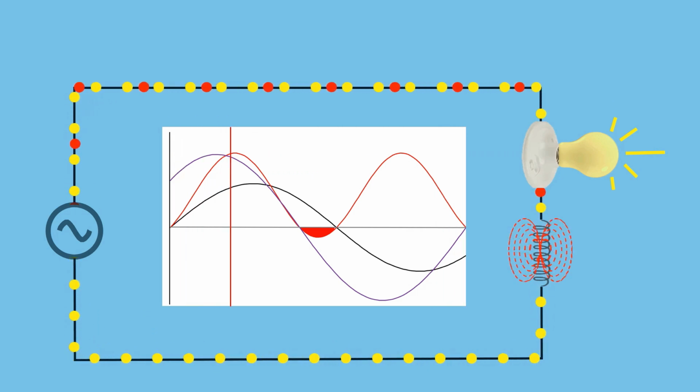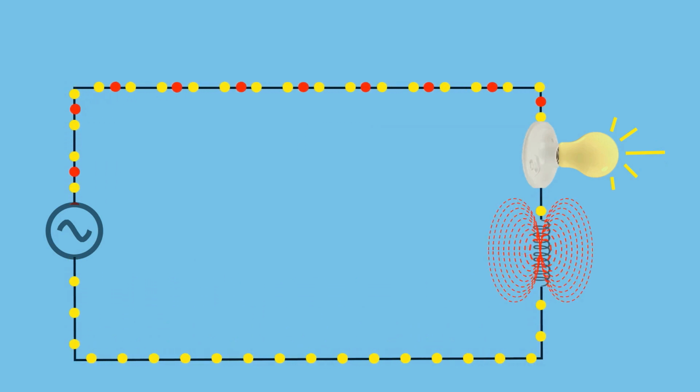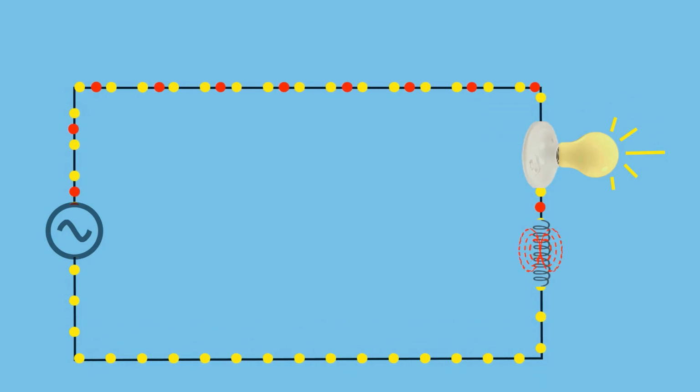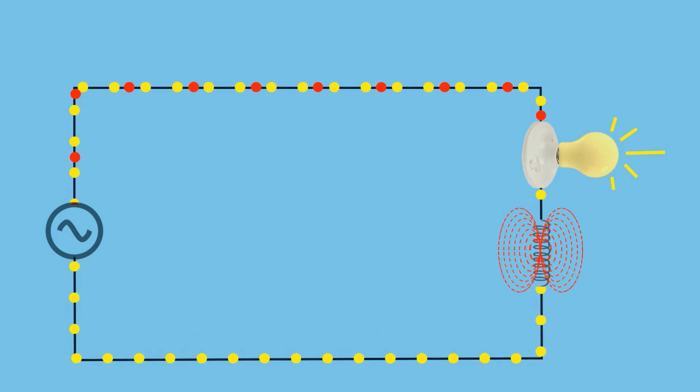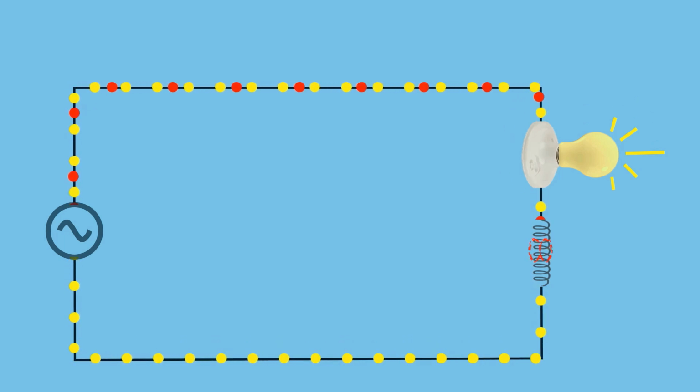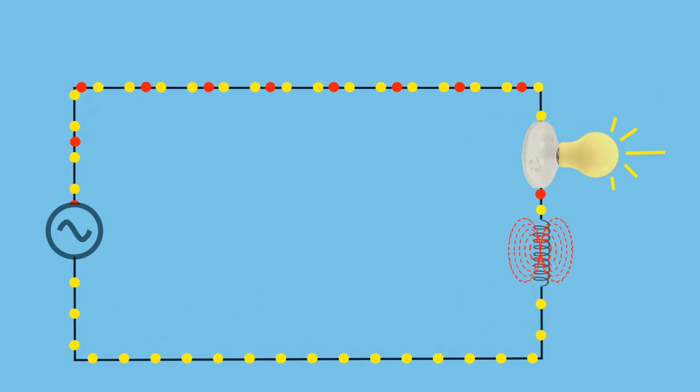The yellow dots in the animation symbolize active power, the power that flows from the source to the load to perform useful work. The red dots, on the other hand, represent reactive power, which oscillates between the inductor and the power source. While this visualization is not perfectly accurate, it highlights the relationship between active and reactive power and how energy dynamics work in circuits with inductive loads. Please keep this in mind as you watch the animation.